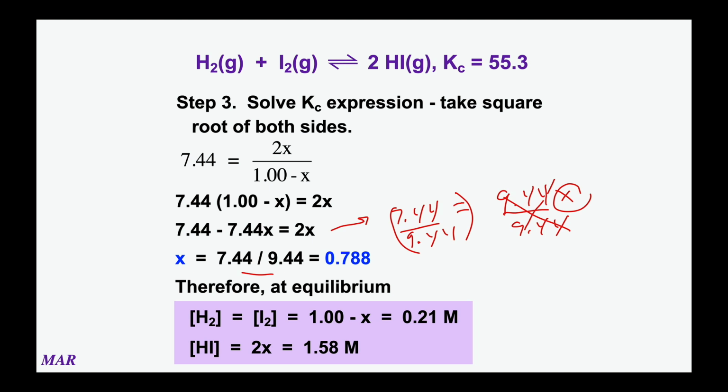Now, these numbers might seem a little esoteric at first, like what do they mean, right? And I dig it. So one way to help you remember: K's greater than 1, like 55.3, mean more products, HI, than reactants, H2 and I2. And lo and behold, you do have more HI. 1.58 is quite a bit larger than 0.21. That means you have more product than reactant. Oh, it's all coming together.